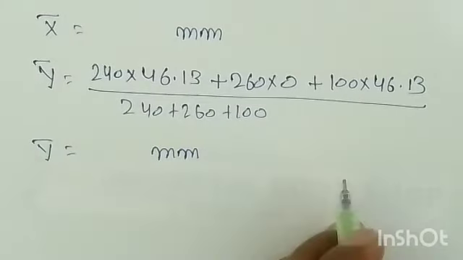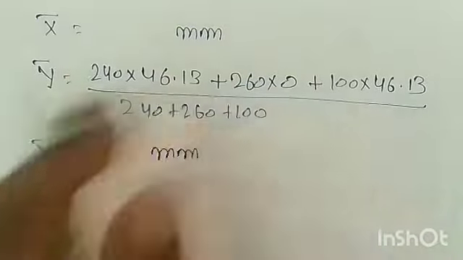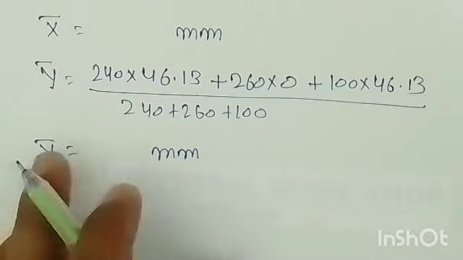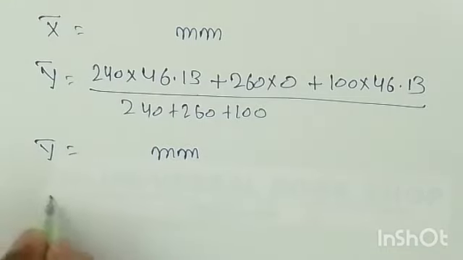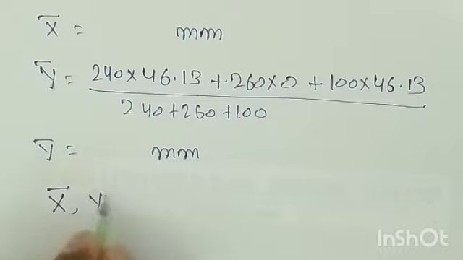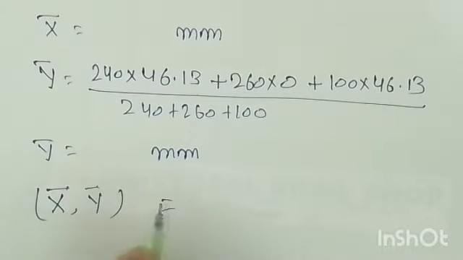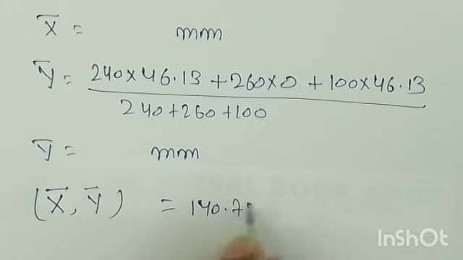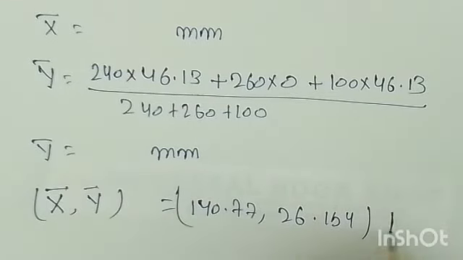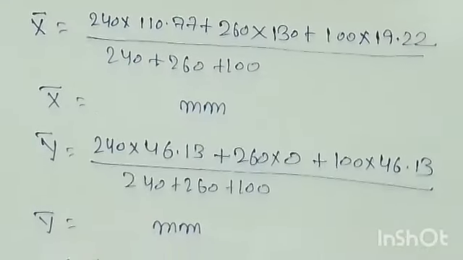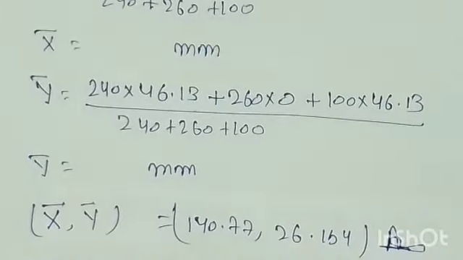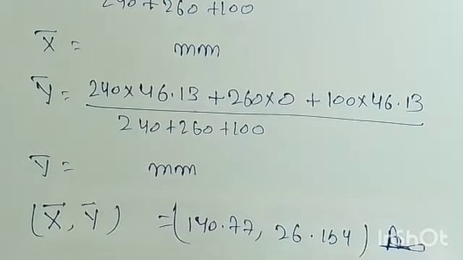So for the given lamina with the wire bent into a triangular shape ABC, where AB is 240, BC is 260 and AC is 100 mm, the center of gravity with respect to the coordinate axes, x bar comma y bar, is 140.77 comma 26.154. So this is your answer. This is how we can find the center of gravity of a given body. This is all about today's class. Thank you.